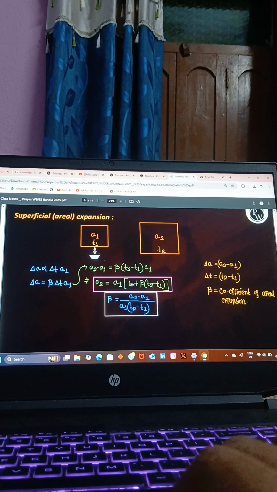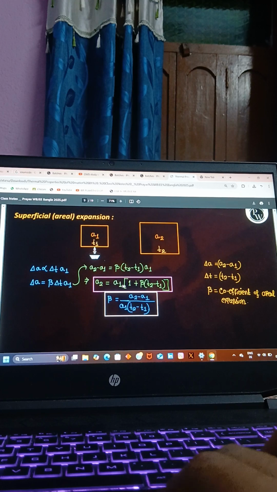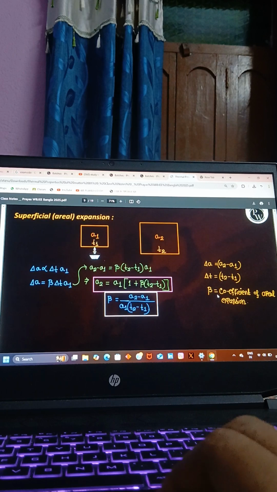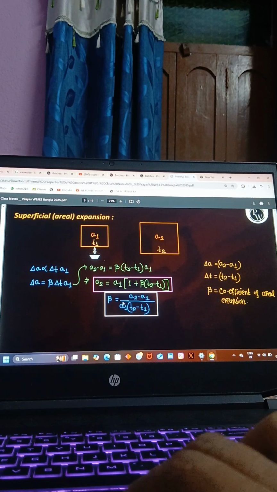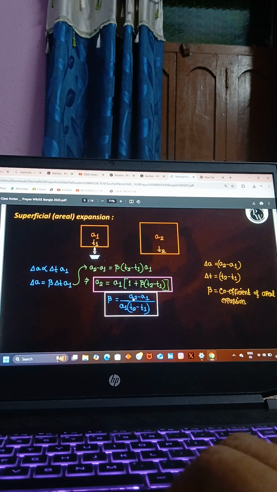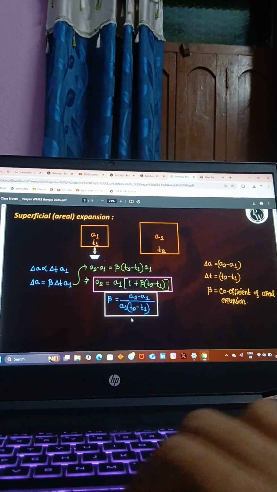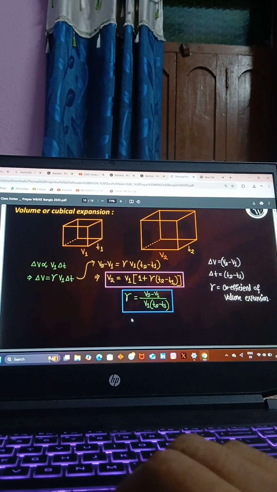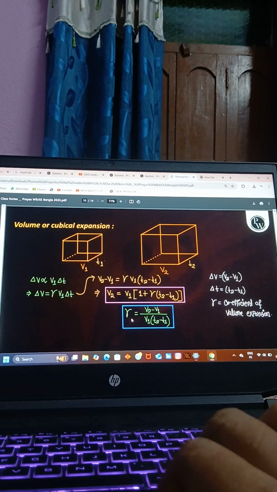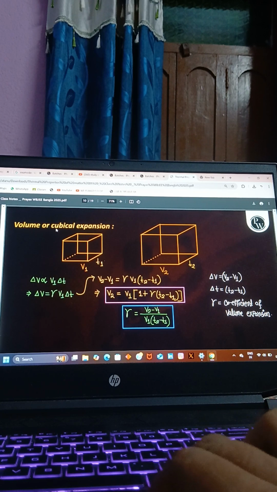Let's move to the main thing, the coefficient of areal expansion, denoted by beta, equal to change in area divided by the primary area into change in temperature. The next point, volume or cubical expansion.